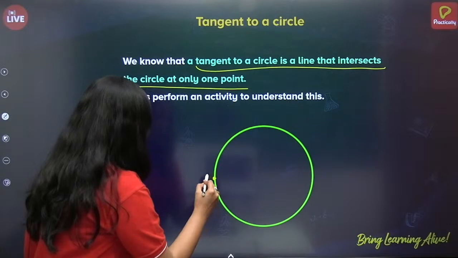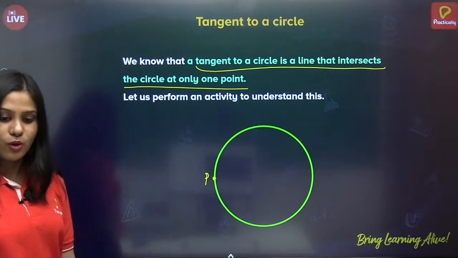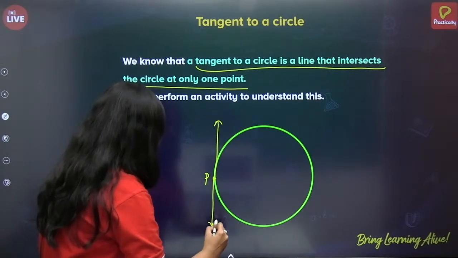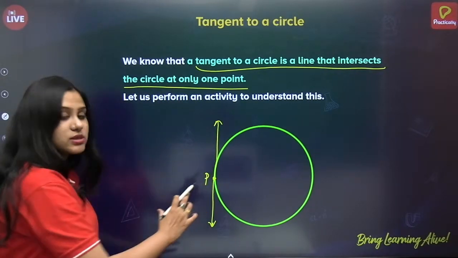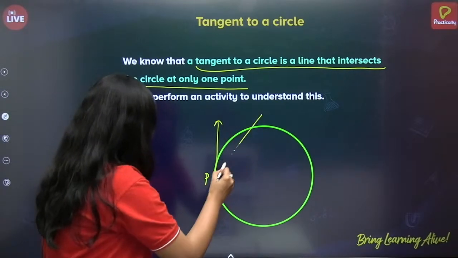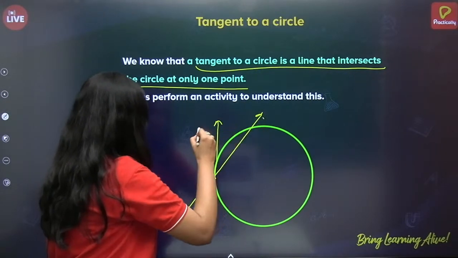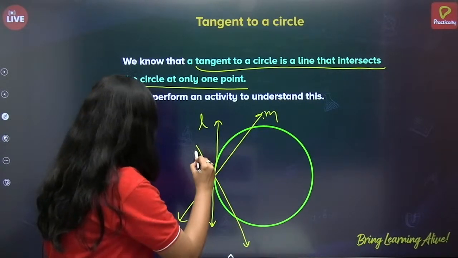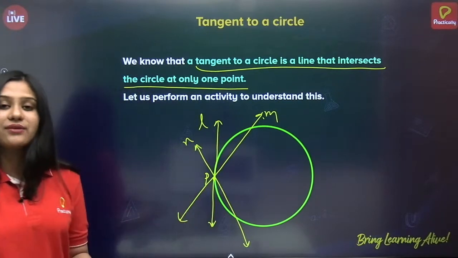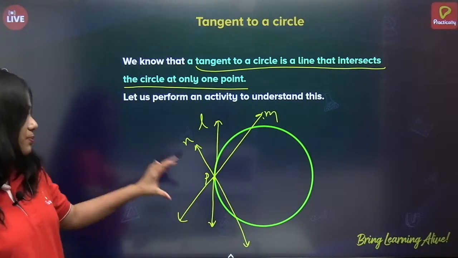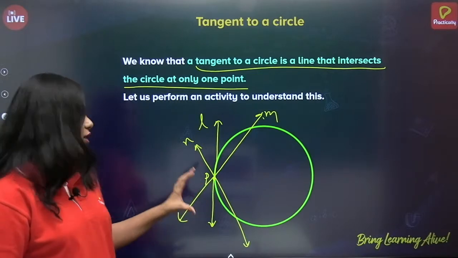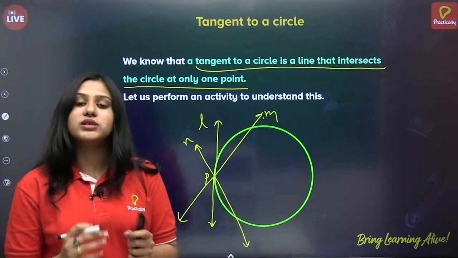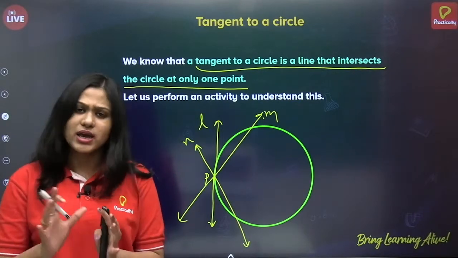So here, let me take this point P. Let's draw like this, and I am drawing all the lines which pass through point P. This is another line, L, M. This is another line, M. So however many lines you draw which pass through point P, we get only one tangent at point P. Okay, so just try this activity, take a circle.